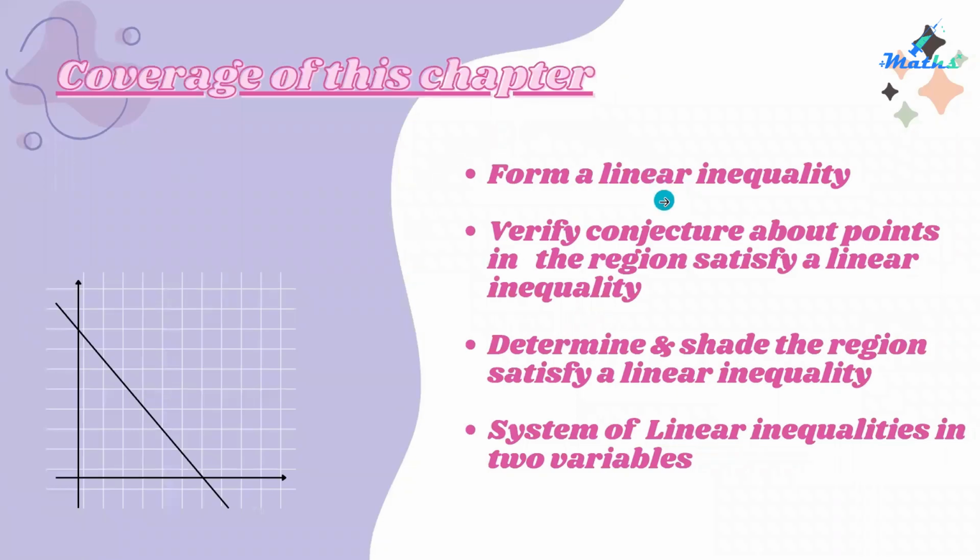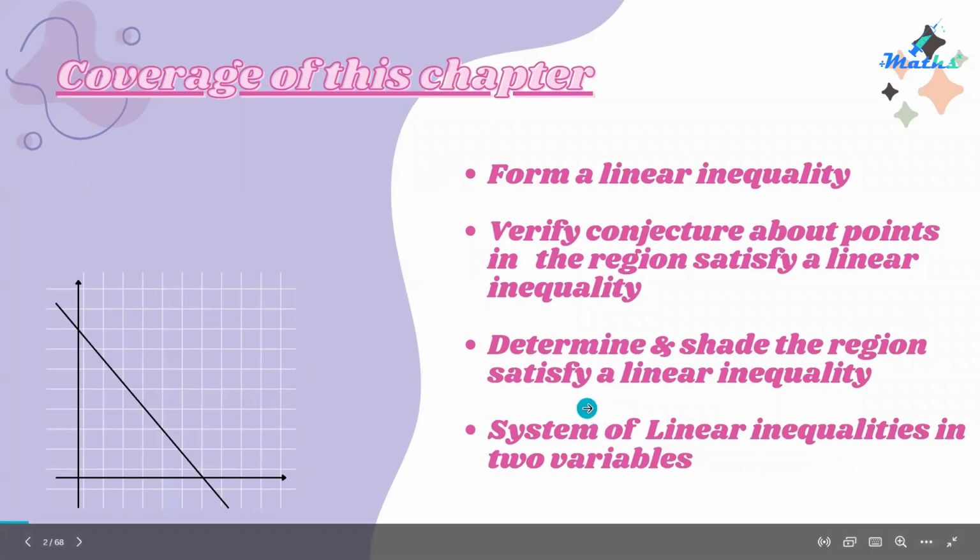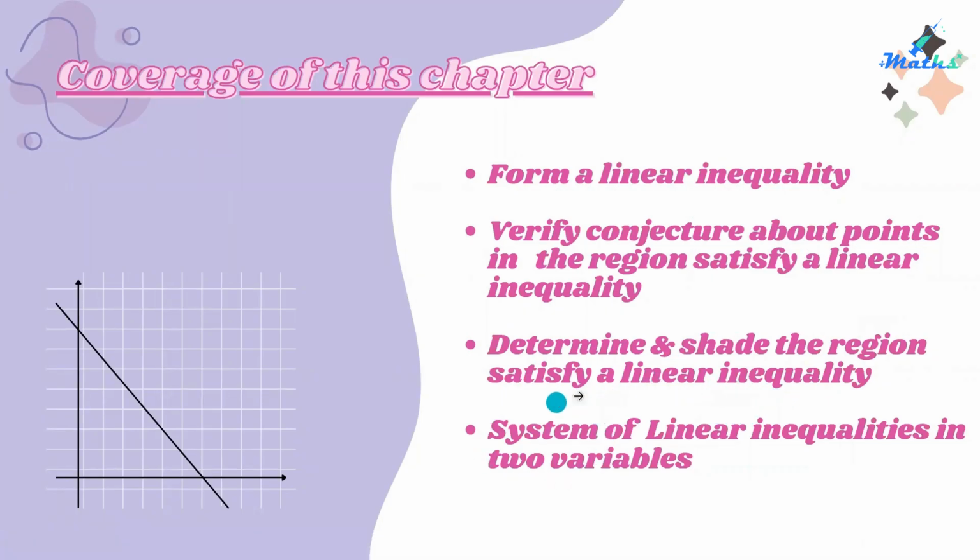So in this chapter, we are going to learn about how to form a linear inequality, how to verify conjecture about points in the region that satisfy a linear inequality, and determine and shade the region that satisfies a linear inequality. Lastly is the system of linear inequalities in two variables.